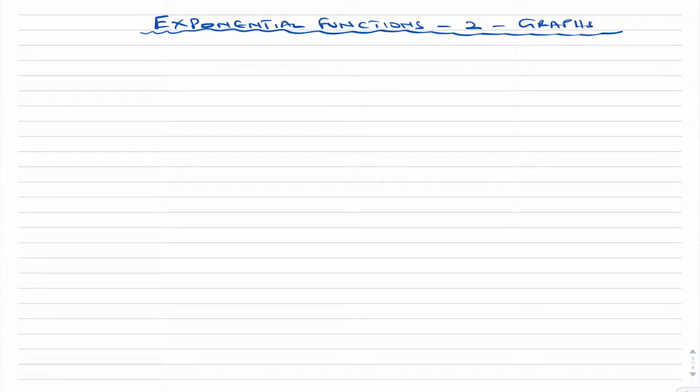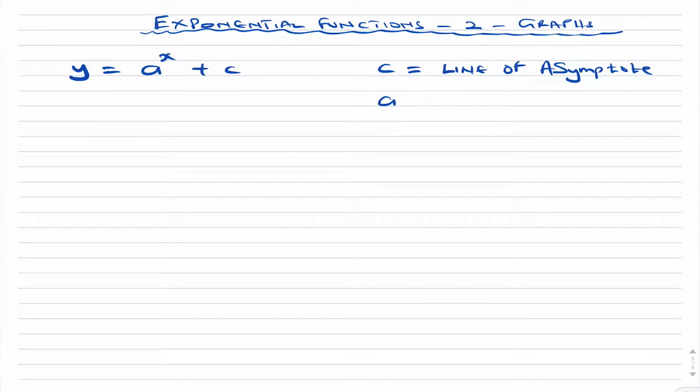Exponential function 2: graphs. We're writing exponential functions in terms of their graphs, and we're going to sketch them. y equals a to the power of x plus c is an exponential function where c is a constant. c is the line of asymptotes, and a is a number which must be greater than 1.